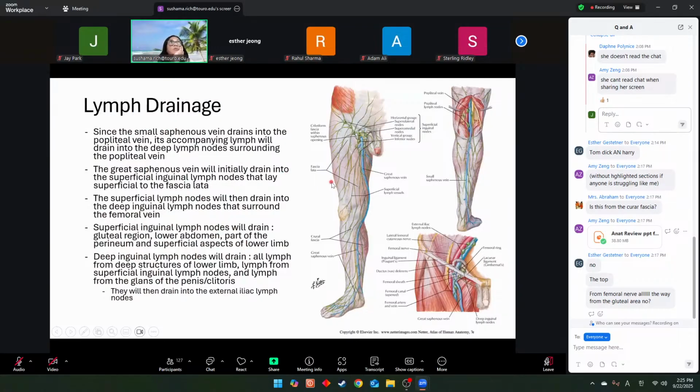Lymphatic drainage. Somebody wanted to know about the lymphatic drainage. So here we go with the lymphatic drainage. This is how the lymphatic drainage works.